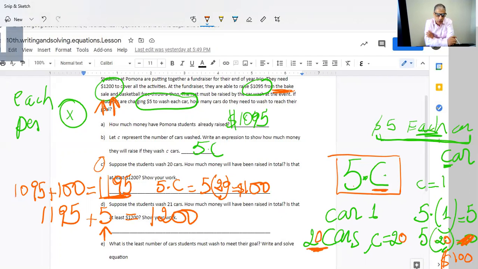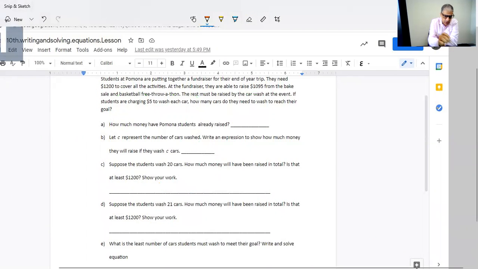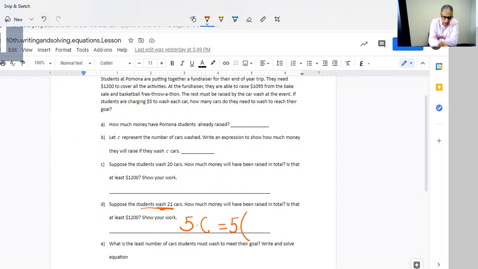Well, how many cars do they need to wash to make an extra $5? Since they make $5 washing each car, for 1 car they make $5, all they have to do is wash 1 more car. So they wash 20, they're $5 short. Hey, let's wash another car and we'll make an extra $5. Okay, so I think that's what they're gonna ask us in the next question. So let me erase everything. So the next question says, suppose the students wash 21 cars. So we're gonna do 5C, 5 times C, now C is 21 cars. It'd be 5 times 21, and that'll give you $105.